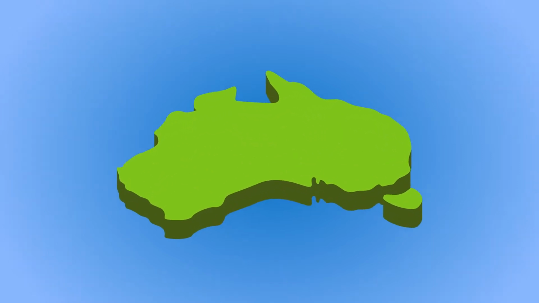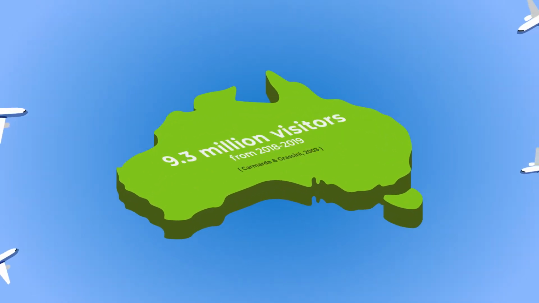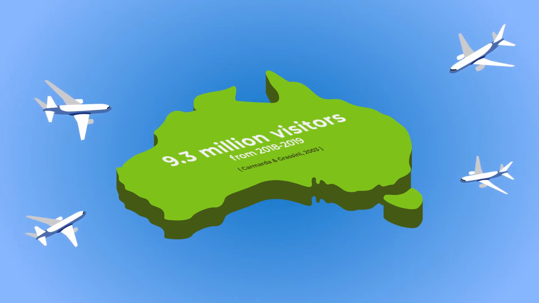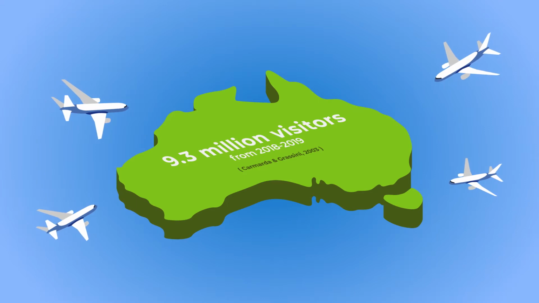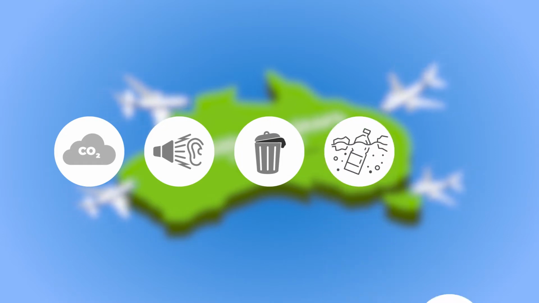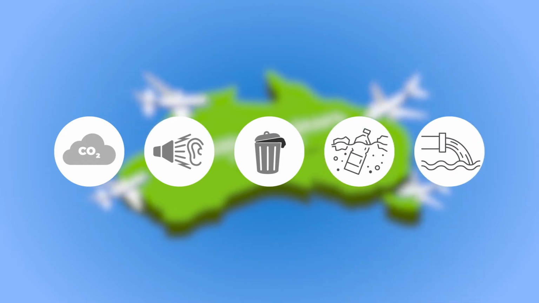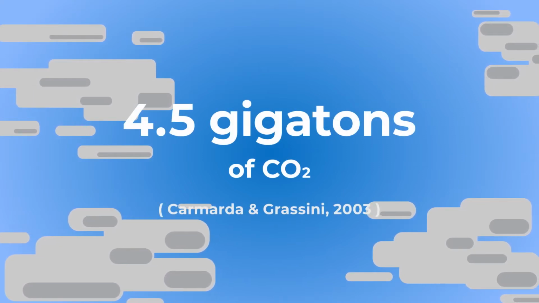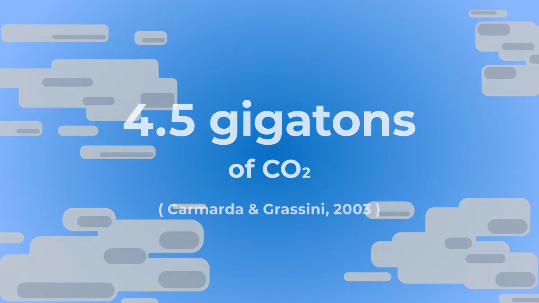In 2018 to 19, there were 9.3 million visitors to Australia from overseas, which was the highest year on record. Tourism may be good for the country's economy, but it can also cause the same forms of pollution as other industries, such as air emissions, noise, solid waste, littering, and releases of sewage. Considering all tourism-related expenditures, it can add up to 4.5 gigatons of carbon dioxide greenhouse gases a year, which is also 8% of global emissions.